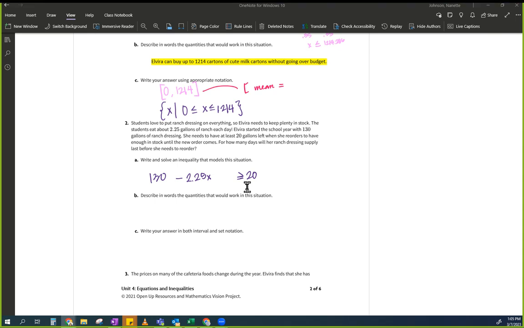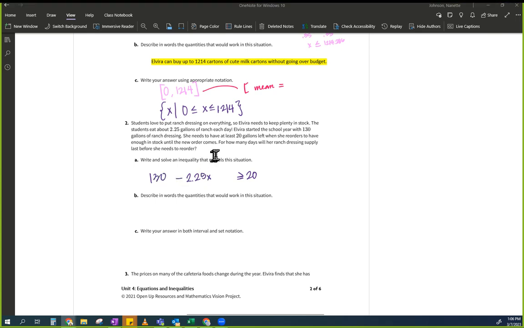What do you guys think? Very good. So someone says, this is the gallons, and this is how much they're eating, or using. I guess they're eating it. Whatever. I just imagined them drinking ranch right here. So that's how many they're eating per day. Per day is because we're going to multiply it every single day. If it was 4 days, then it's 4 sets of 2.25 that needs to be taken away from 130, right?